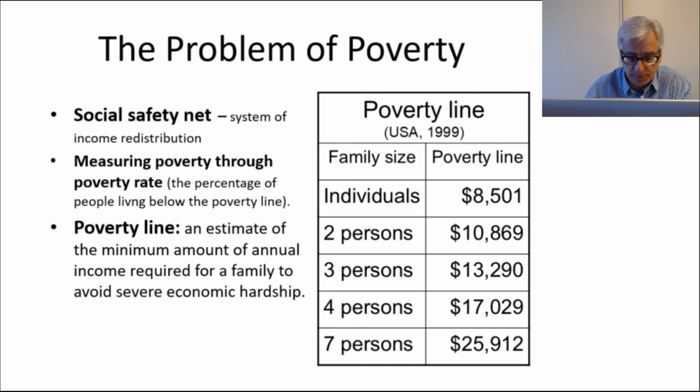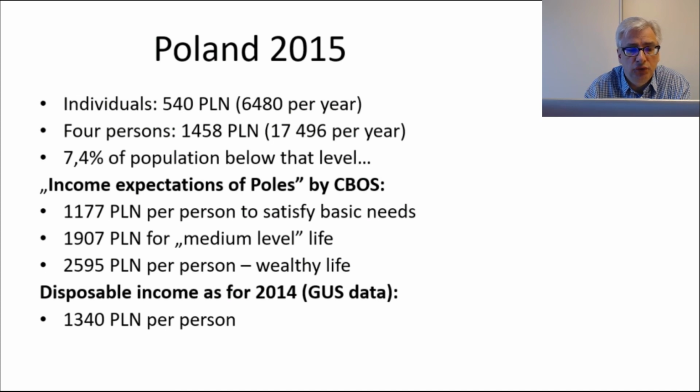If we look at Poland, then for 2015, we had this poverty line for individuals at 540, not that much as you can see. For 4 persons, that would be less than 1,500. And in 2015, we had like 7% of the population below that level. As you can see, poverty in Poland is still an issue. Perhaps it's not a very popular issue, but it is a significant one.